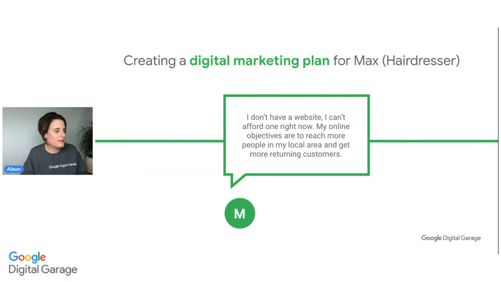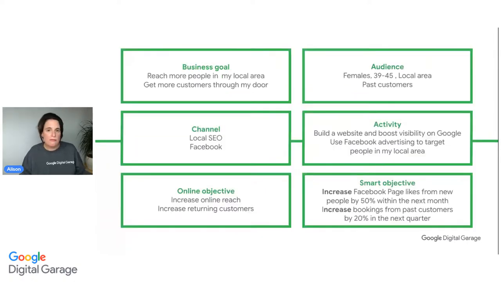So let's put all this together and create a digital marketing plan for Max. Max doesn't have a website, can't afford one right now. Online objectives are to reach more people in the local area and get more returning customers. Now, this is a really simple marketing plan. So we've got the goal there to reach more people in the local area, get more customers through the door.